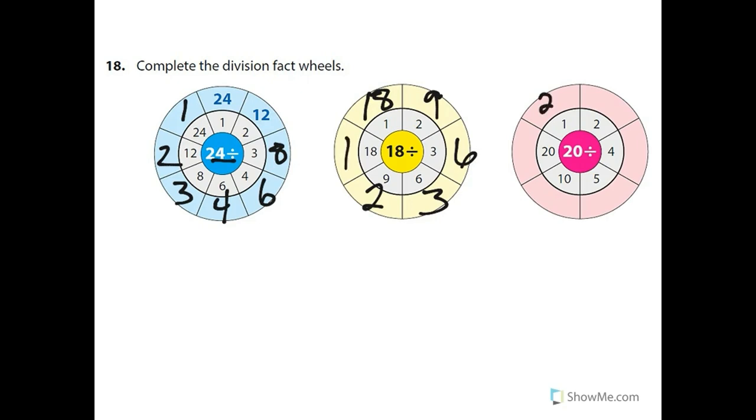20 divided by 1 is 20. 20 divided by 2 is 10. 20 divided by 4 is 5. 20 divided by 5 is 4. 20 divided by 10 is 2. And 20 divided by 20 is 1.